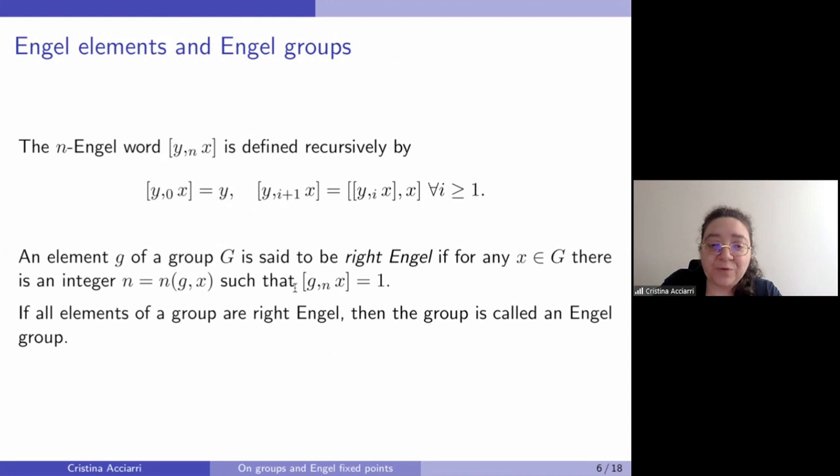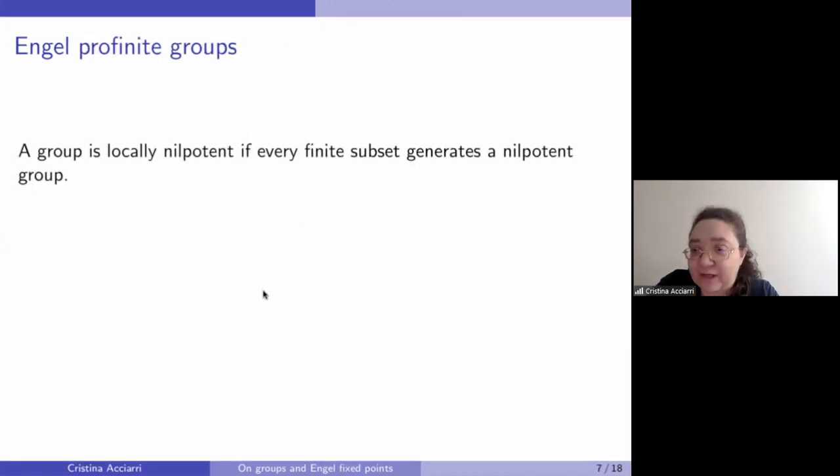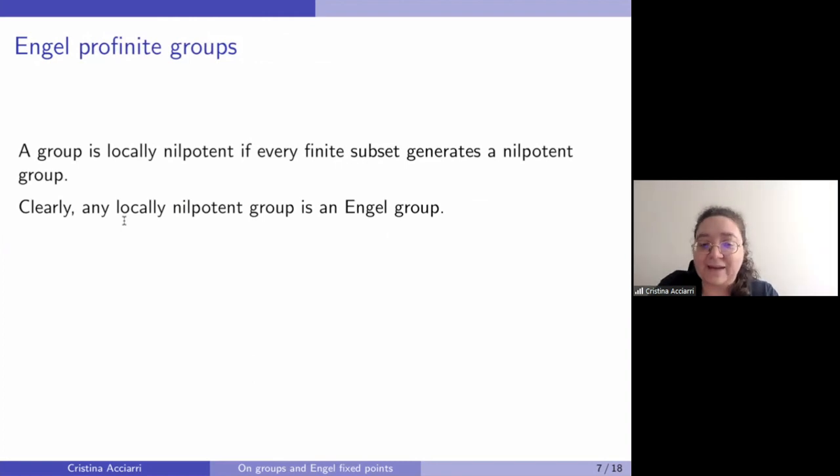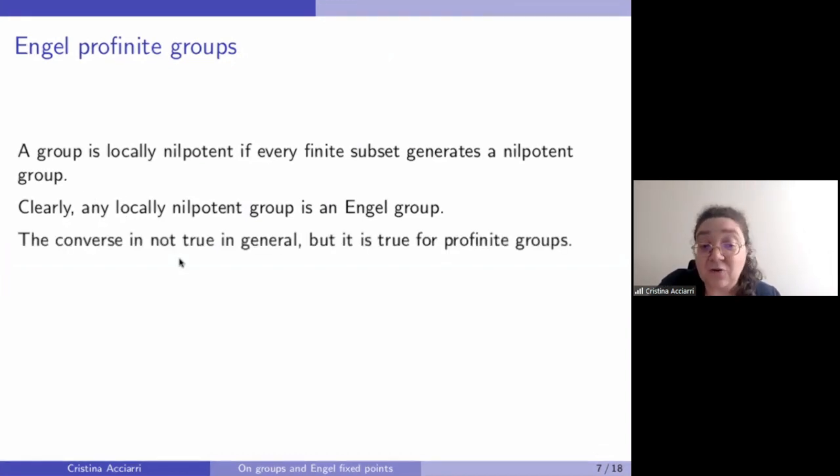Now, what do we know about Engel profinite groups? Many things, but I am particularly interested in this property. I want to recall that a group is called locally nilpotent if any finite subset generates a nilpotent subgroup. Immediately you see that any locally nilpotent group is Engel, by the definition that I gave in the previous slide. But the converse is not true in general, though it is true for some classes of groups.